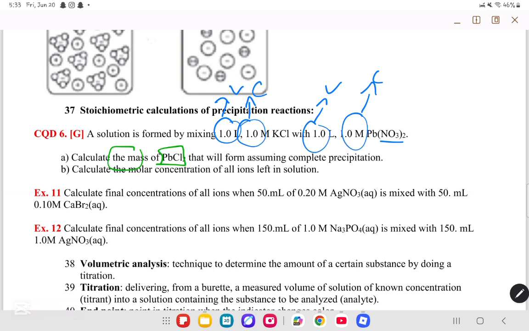If complete precipitation occurs, that means there will be either some excess or some limiting. In each case, excess and limiting is the same thing, but excess is the one that remains, and limiting is the one that is completely used up. So in order to do that, we will first of all need to find the number of moles of PbCl2. How do we find the number of moles? Very simply, we have volume, we have concentration, we will be able to find it.